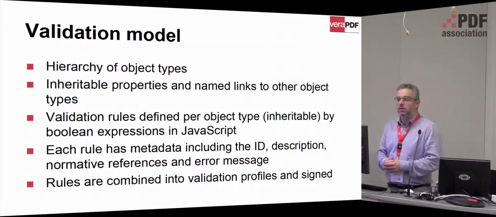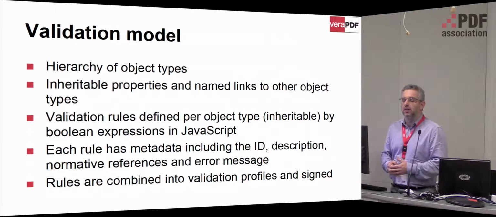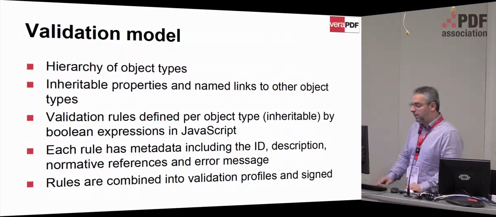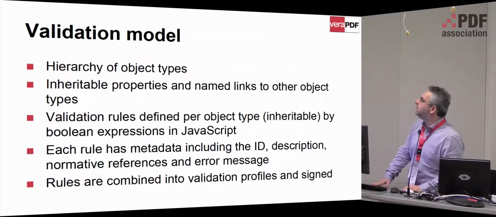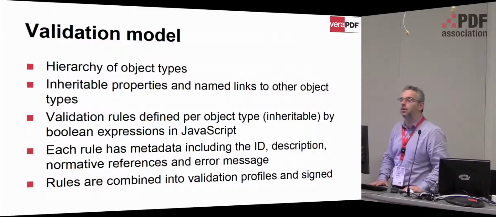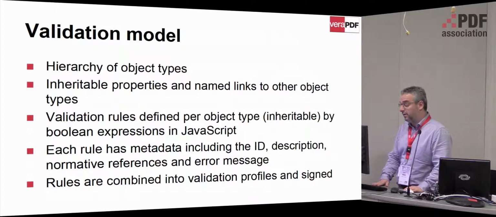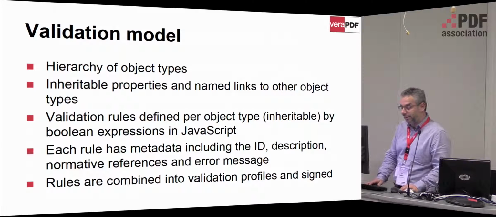Most commercial validators do maintain such a language in the form of validation profiles, often in a closed format. So what we do is also come up with a certain hierarchy of object types and their properties, and this is what we are extracting from PDF documents and what we are going to validate. And each validation rule just defines a certain JavaScript expression which uses these properties.